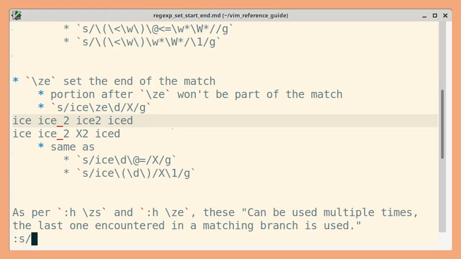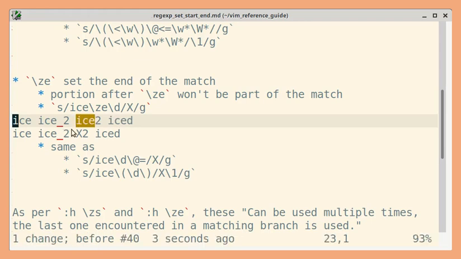So in such cases we can match eyes and then we can set the end of the match. So only these characters will be part of the match, and whatever comes after \ze will not be part of the match. But those characters have to be matched for this search pattern to succeed. So we need a digit character. In the replacement, we are replacing this match with X.